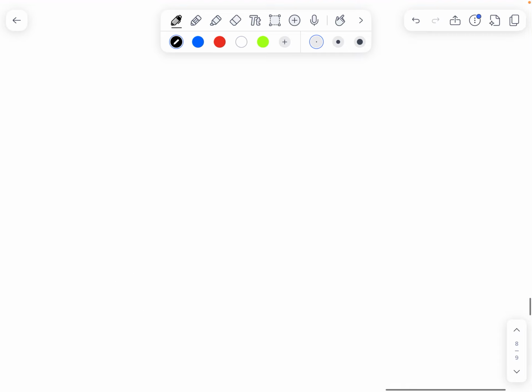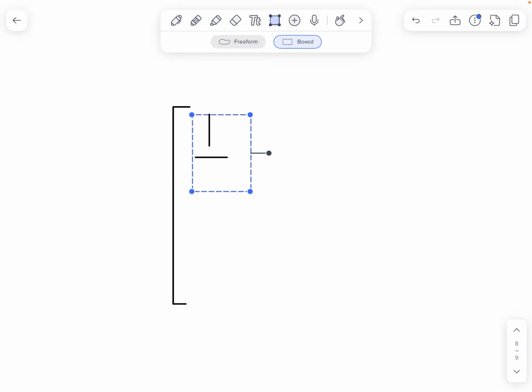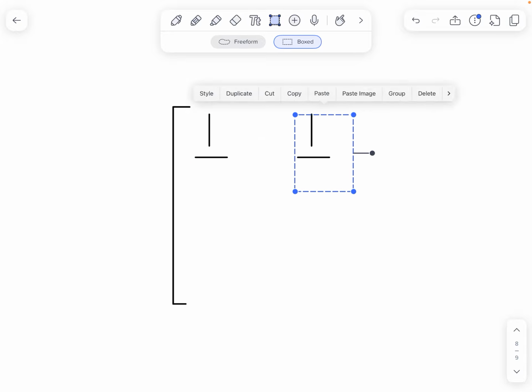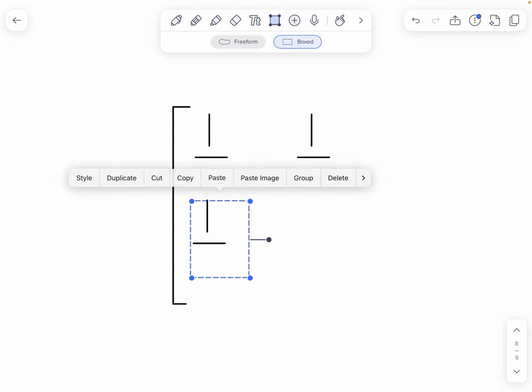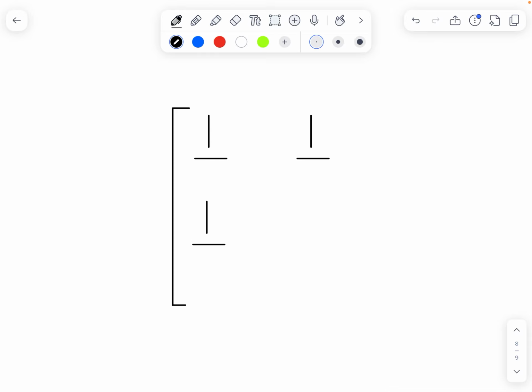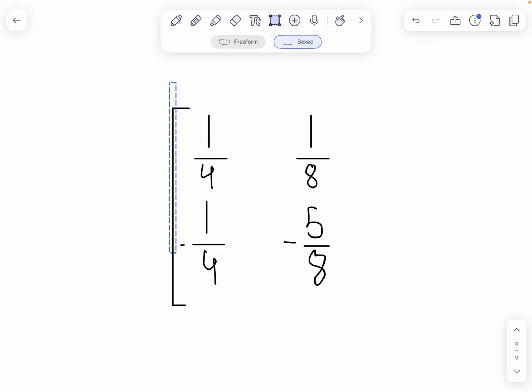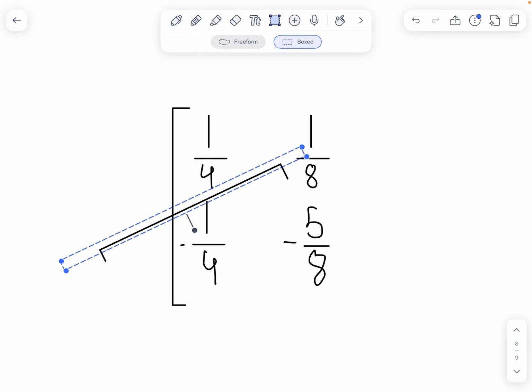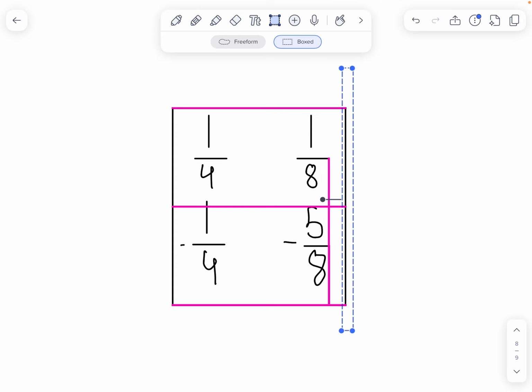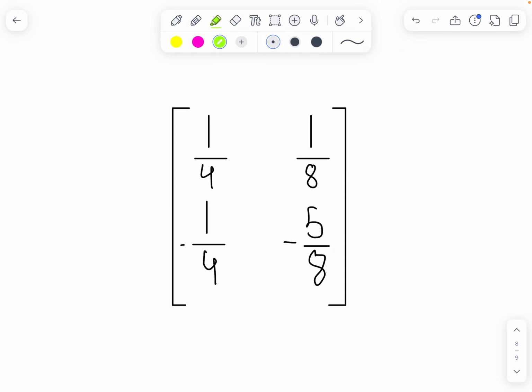So in the end, we get an answer of 1/4, 1/8, -1/4, -5/8. And this is the answer.